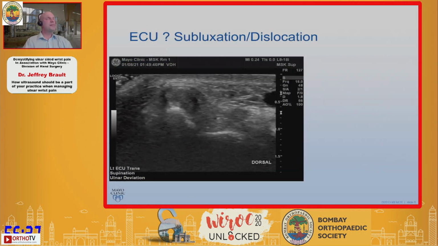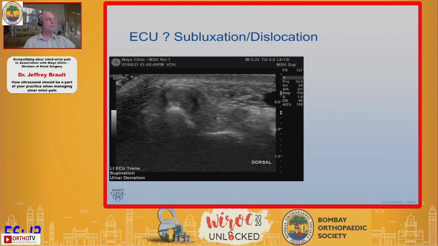Now, one of the big questions that is always sent to us is, is there instability of the ECU tendon, or does it dislocate? This can be very perplexing. In fact, Lee et al. in musculoskeletal imaging has identified that the ECU tendon actually dislocates greatest in supination and ulnar deviation.